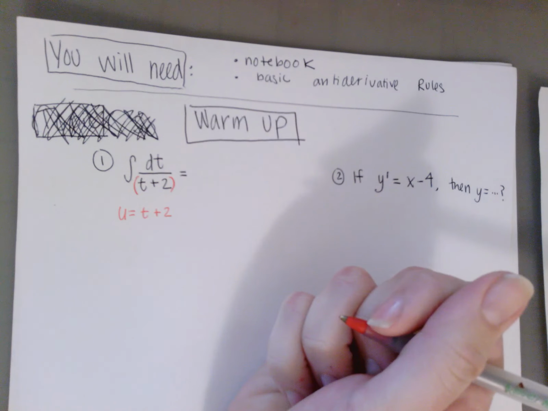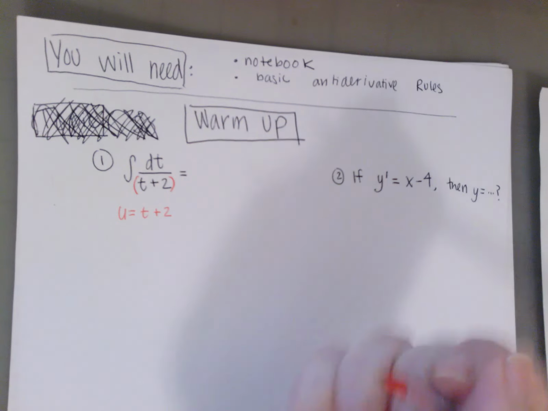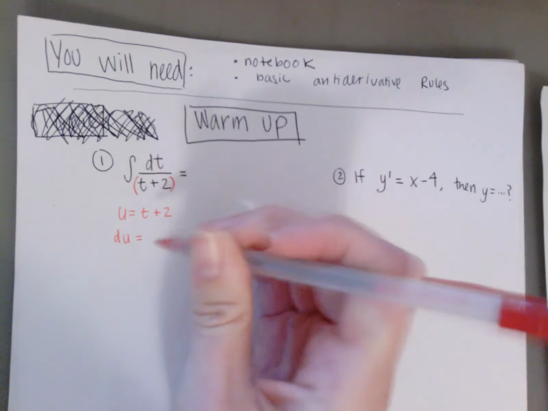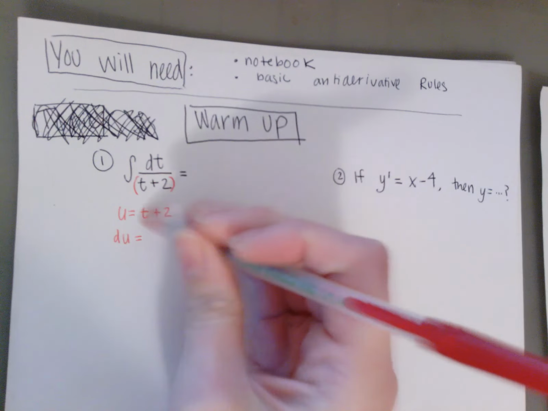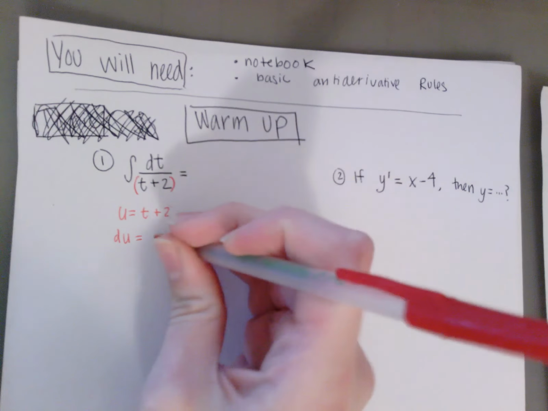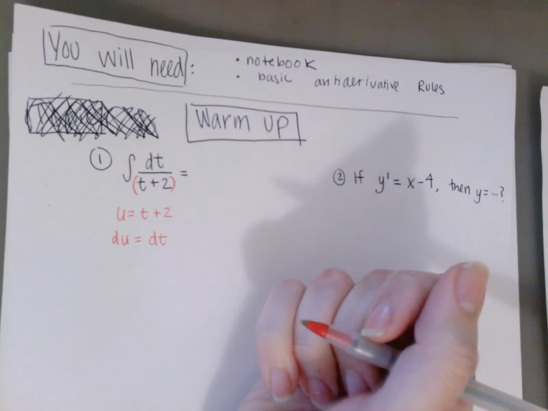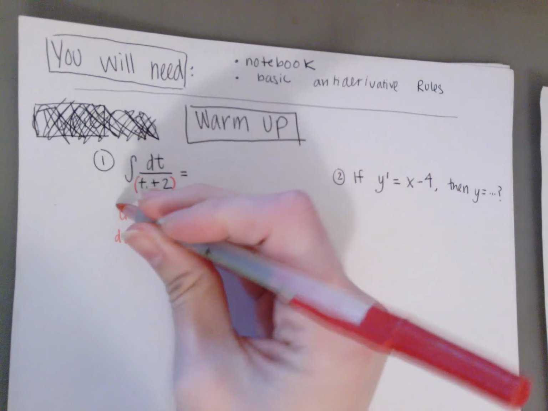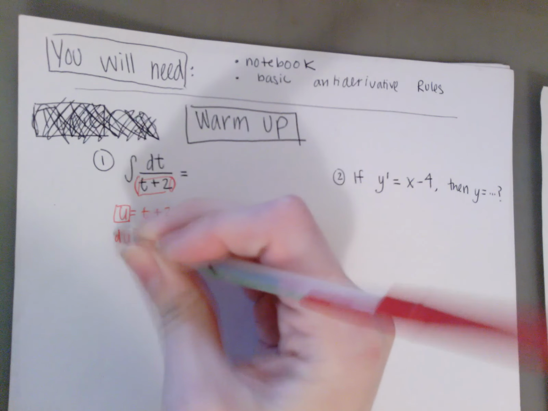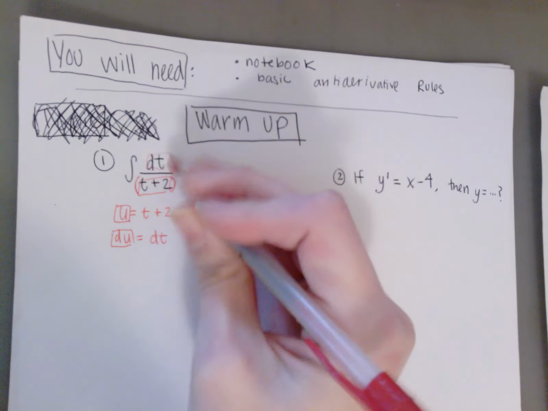When I'm doing a u substitution, I find u, my inside, then I take the derivative of u, which is called du. Du is just going to equal the derivative of t plus 2. Well, the derivative of t is dt, and the derivative of 2 is 0. Okay, so u is going to be t plus 2, and then du is going to be this part here, dt.